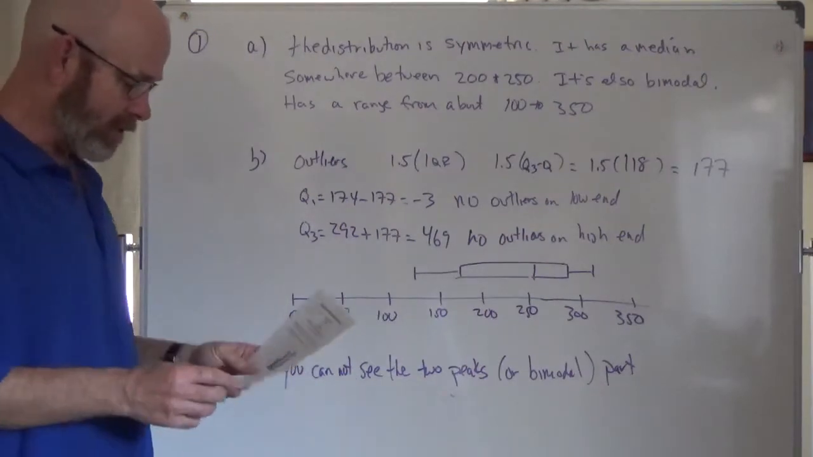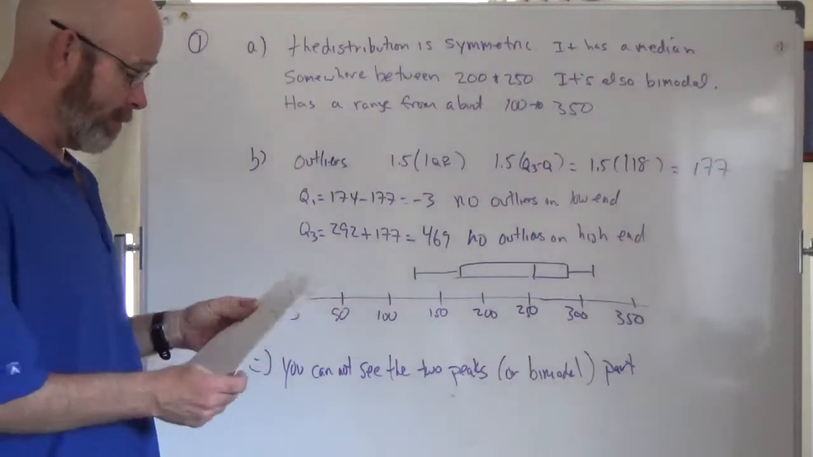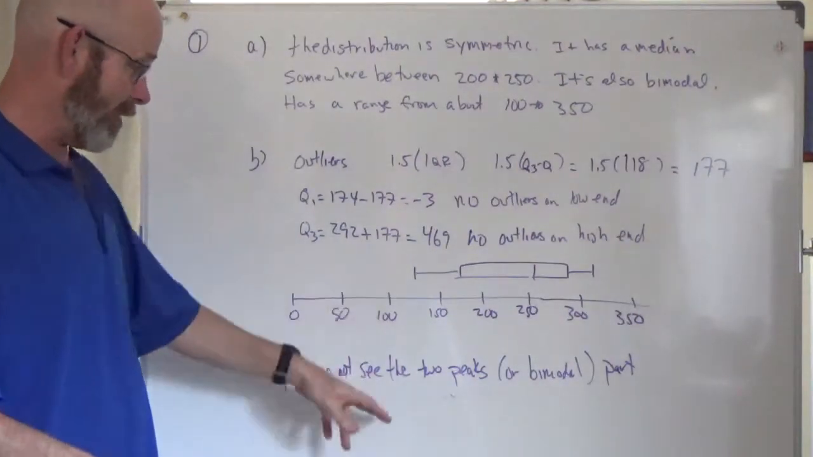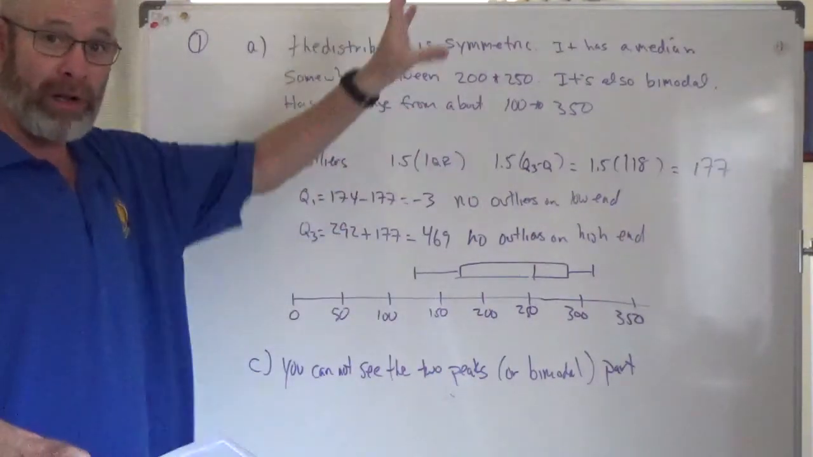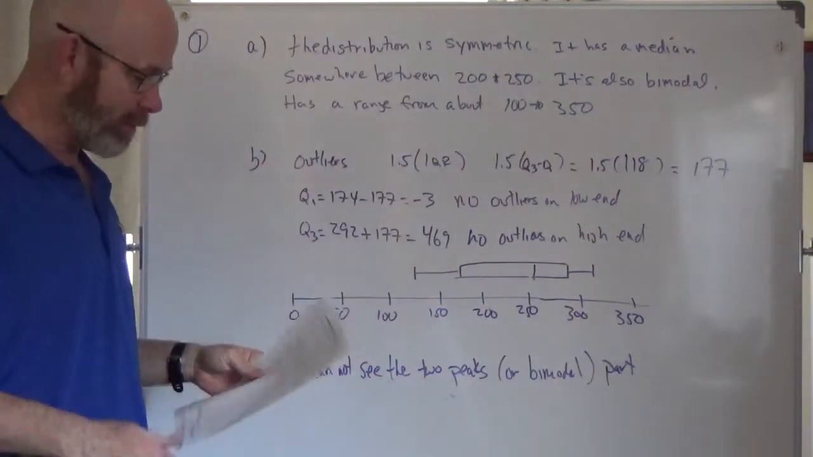And then the last question says, what characteristic can you see in the histogram, but not the box plot? And that's the bimodal idea. There's two big chunks, so there's a lot of room sizes that are similar, I suppose.